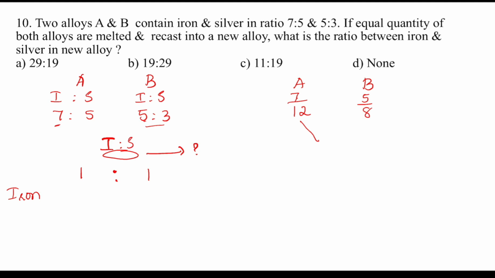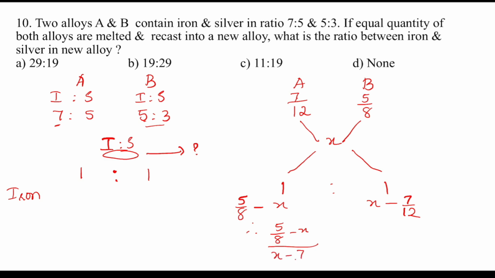So this has to be melted to form the third iron, that is X. Let that be X, we don't know how much it is. So this has to be melted in the ratio 1:1, isn't it? So from the alligation method, it is 5/8 minus X and X minus 7/12. So therefore we can say that (5/8 minus X) divided by (X minus 7/12) is equal to 1/1, isn't it? 1 is equal to this, this is equal to this. So when we solve this, how much will it be?